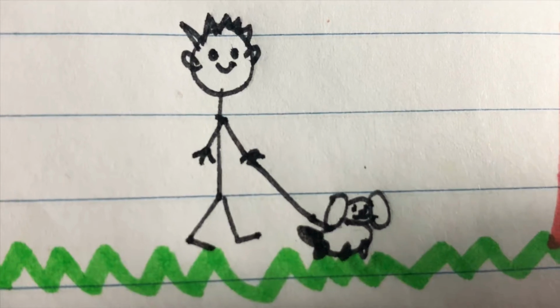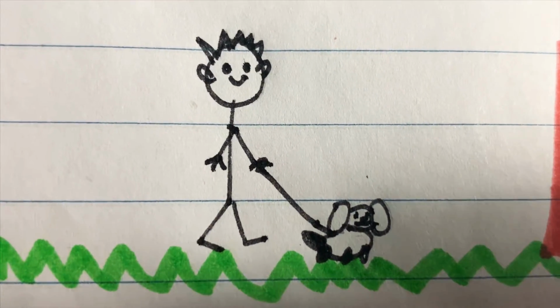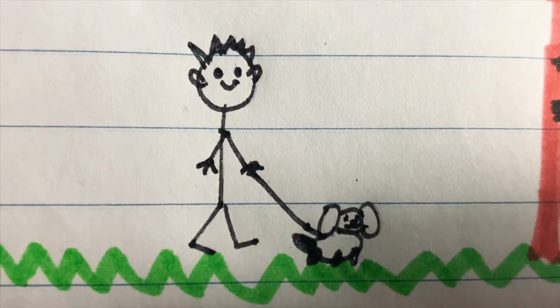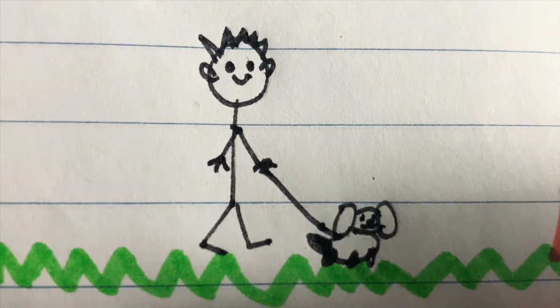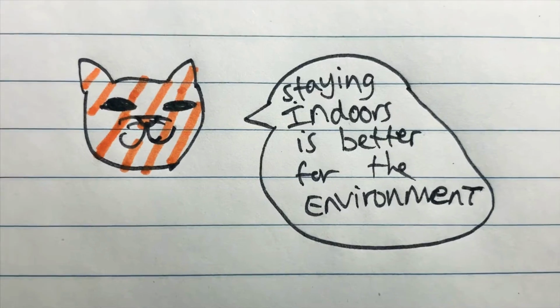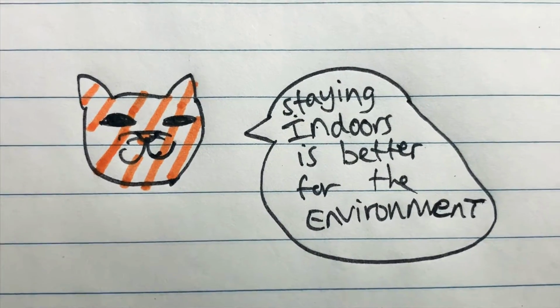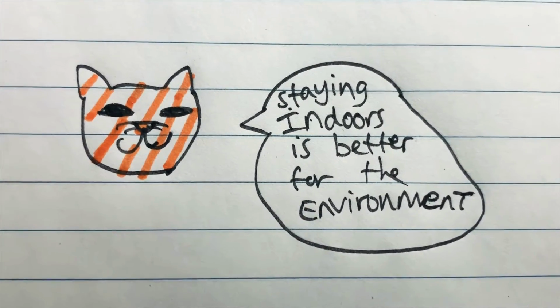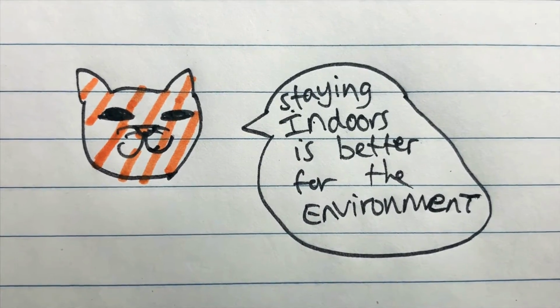Firstly, you should try and keep your dogs on a leash at all times while walking through parks, especially in areas which have been rehabilitated with native vegetation. Secondly, if you live near an urban park, you should try and keep your cats indoors, as cats are predators to birds, insects, and lizards which live in parks.